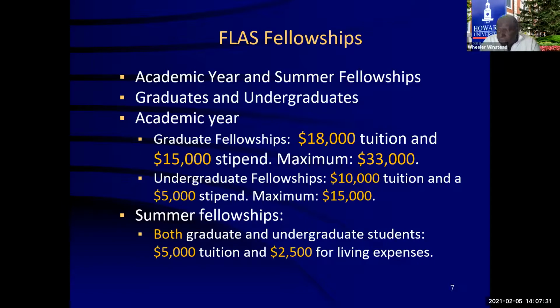For the undergraduate fellowship, the total is $15,000. That's $10,000 in tuition and a $5,000 stipend. Again, those awards are made in the fall and the spring, half in the fall, half in the spring. For the summer, it's different. Summer, both the graduate students and undergraduates receive a $5,000 tuition and a $2,500 living expense stipend.